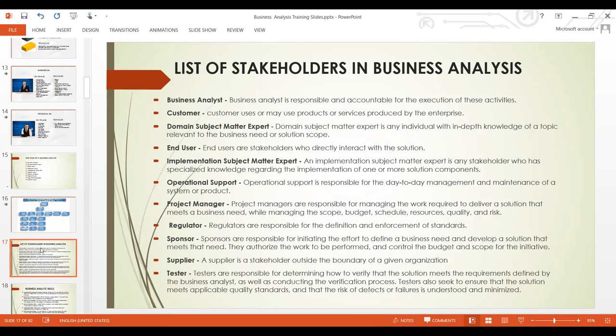Then you have a domain expert. Here, domain expert means subject matter expert. A domain subject matter expert is an individual with in-depth knowledge of a topic relevant to the business need or solution scope. So when you come to an organization, you have some people that are domain experts. Some people might have been working within that particular domain for a long time, so they understand the way that domain area works. So, for instance, if you are trying to implement a solution within the HR department, the head of HR or somebody working within that HR is a domain subject matter expert.